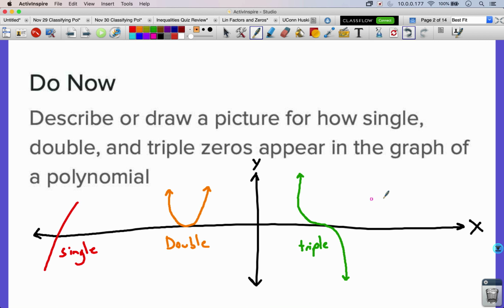We can keep going. A quadruple zero would then look a lot like a double zero. They tend to just be a lot wider, and it looks like it's lying flat for longer along the x-axis. A zero with a multiplicity of 5 would look kind of like a triple zero, but just stretched out. I encourage you to play around with this in your calculator. Just create y equals equations that have repeated factors in them, and you can have as many multiplicities at a value as you want.